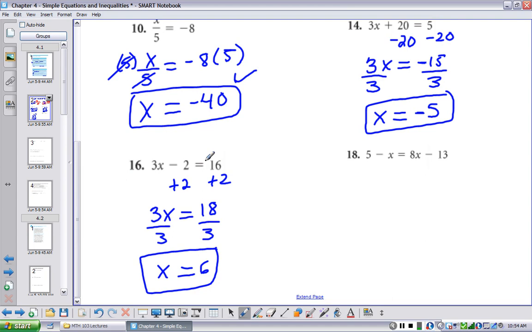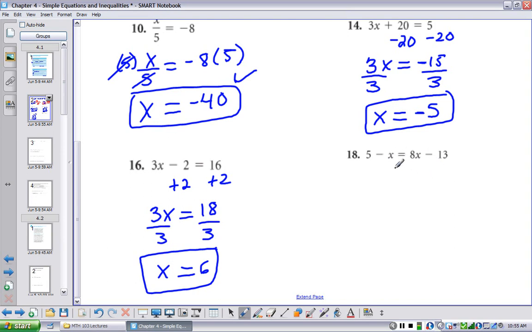All right, number 18. Here they add a little bit something different in there. Now we have an x expression on the left-hand side and the right-hand side. And what we need to determine is, do we want to get our x's on the left-hand side or the right-hand side? Remember, a few minutes ago I said it does not matter which side. Most people like to get the x's on whatever side will make the x's positive.